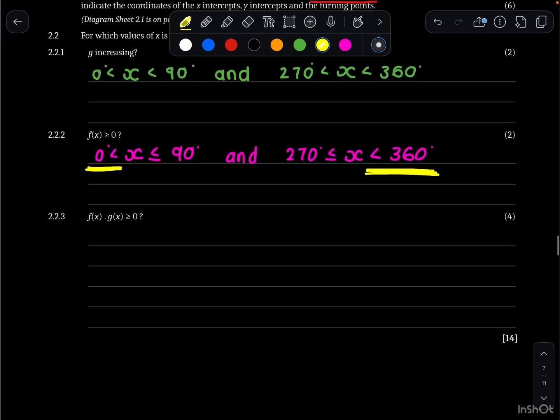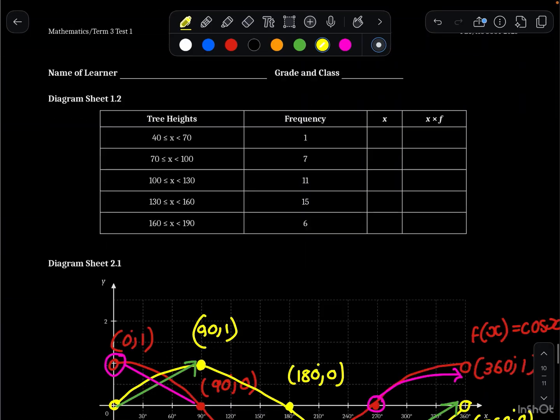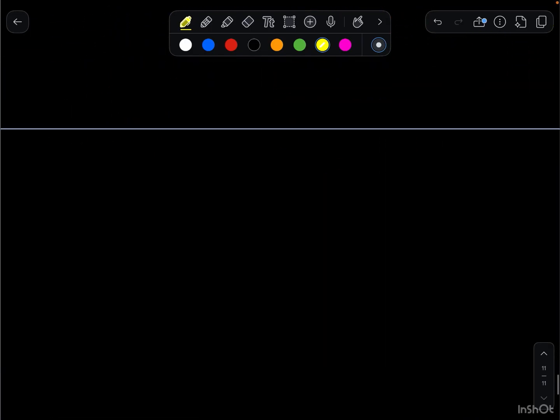Okay, and then finally they want to know where is f of x times g of x greater or equal to 0? Okay, so we basically want to know where are they both 0? Where are they, if we multiply them, positive? Okay, so let's do this down here. What we are looking for is f of x times g of x greater or equal to 0.